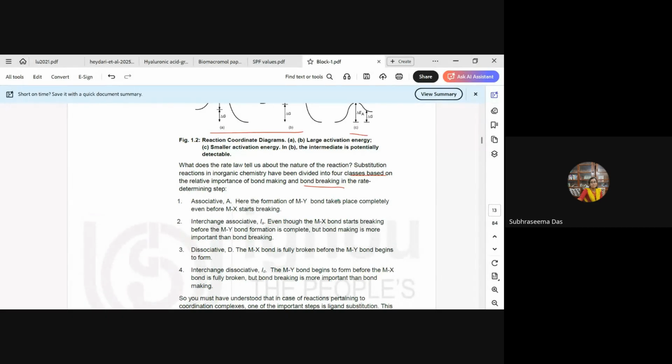So now we will look into what are the four different classes of substitution reactions, particularly in inorganic chemistry.